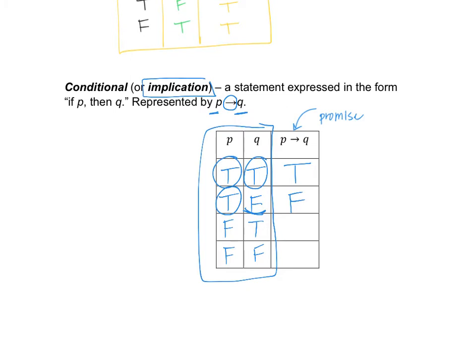Now, since P is false, it doesn't really matter. No promise is broken, whether you did that second thing or not. So this would be a true statement, and then same thing down below.